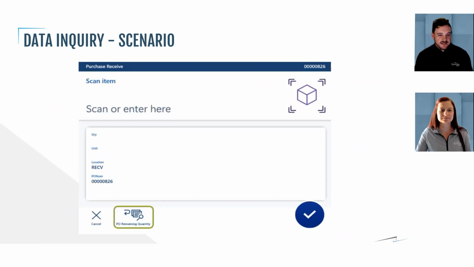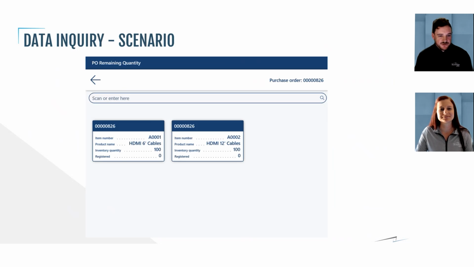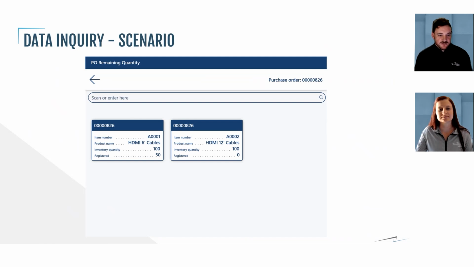And once we type in and select our purchase order number, we can see we have the new PO remaining quantity option at the bottom. If we were to click into that, then we can now see the 2 purchase order lines for the 6-foot and 12-foot HDMI cables. And we can also see the quantity registered on these lines. So if the worker wanted to simply click into one of these lines and register 50 cables, then they can easily click into one of these options and go ahead and register them. And then if they come back to this screen, it'll show them the quantity registered.